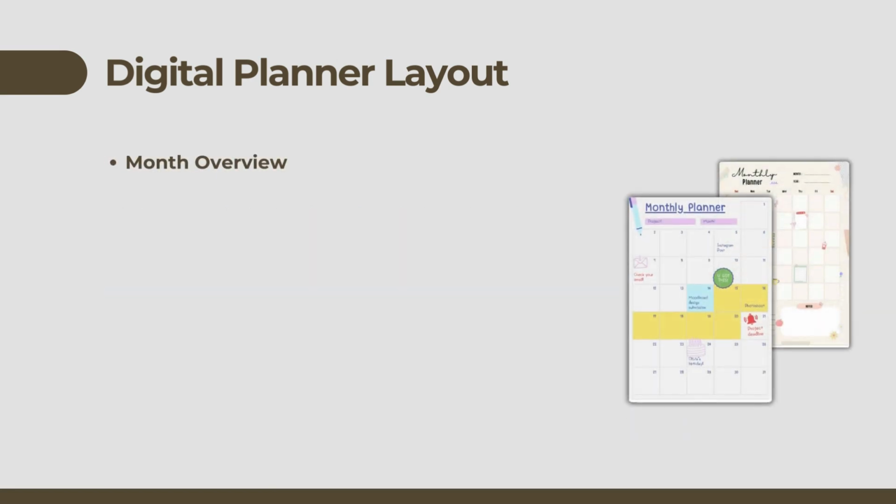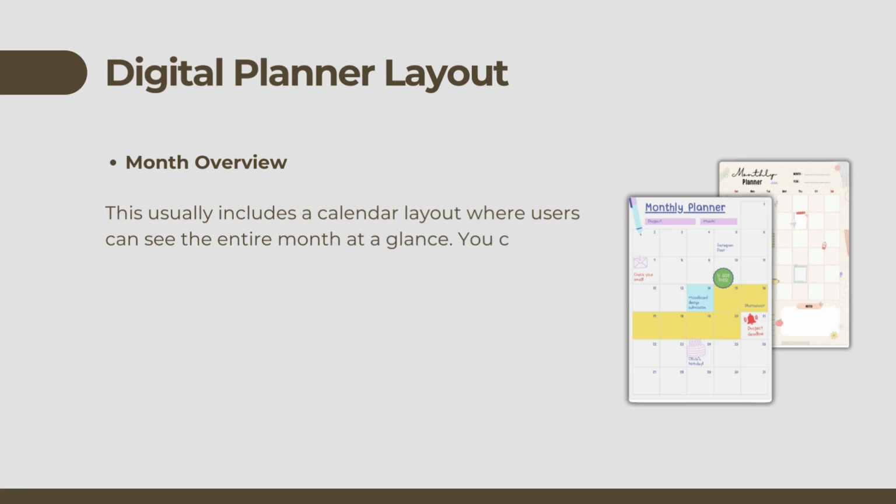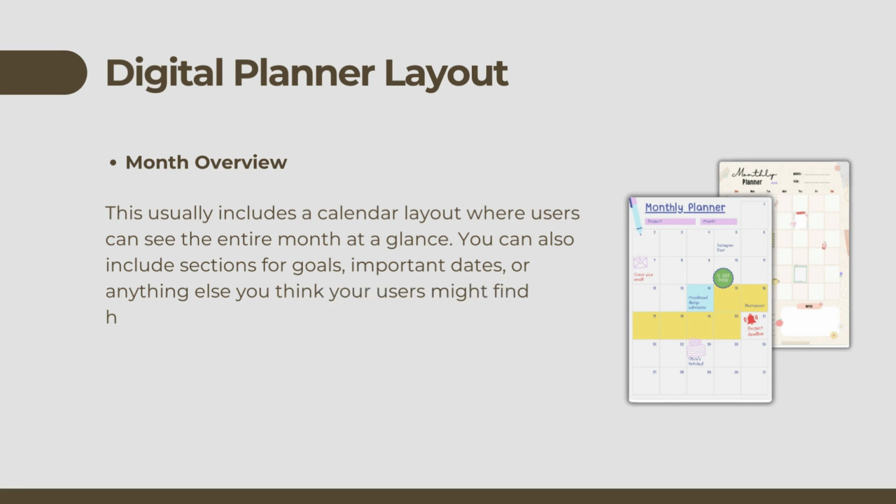Monthly overview. Next, we have the monthly overview. This usually includes a calendar layout where users can see the entire month at a glance. You can also include sections for goals, important dates, or anything else you think your users might find helpful.